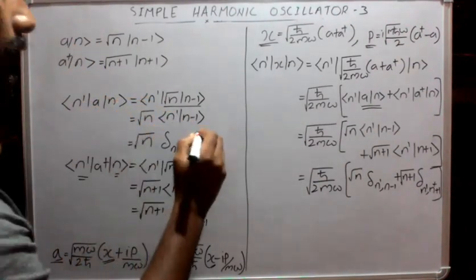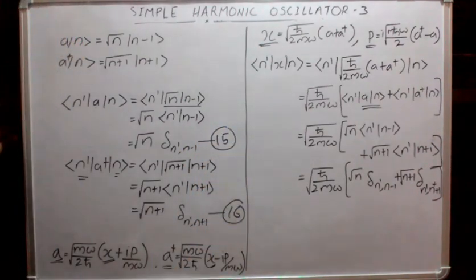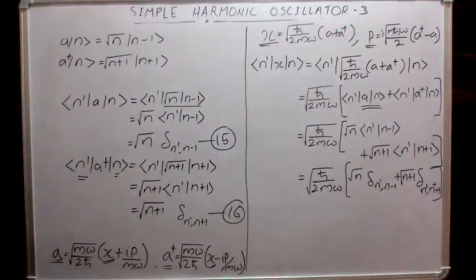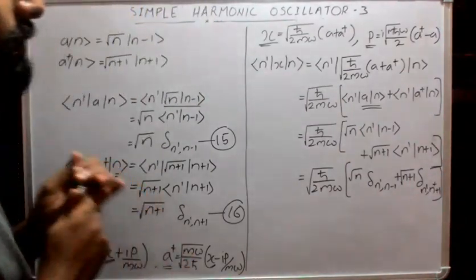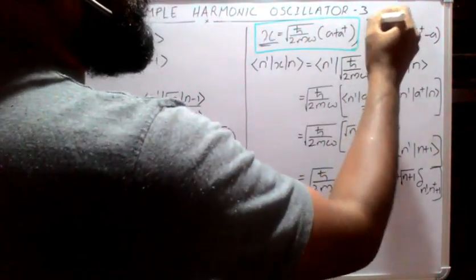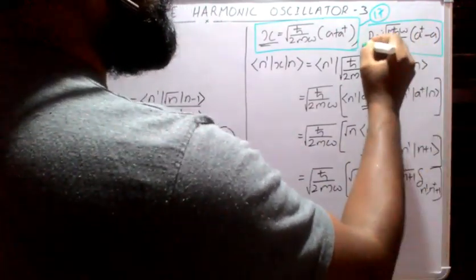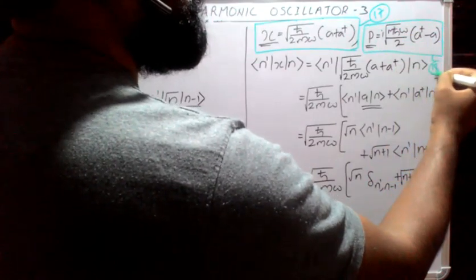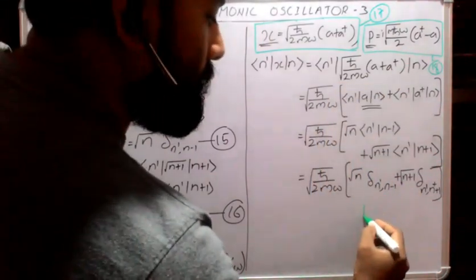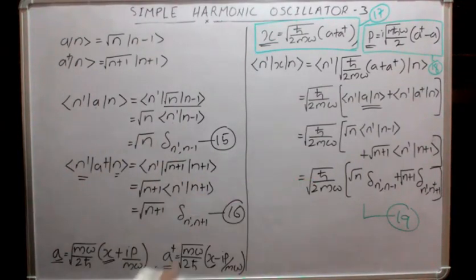Let me put this equation as equation 15 and this as equation 16, this one equation 17, and this one equation 18. The 17 and 18 are important equations, and this is equation 19.